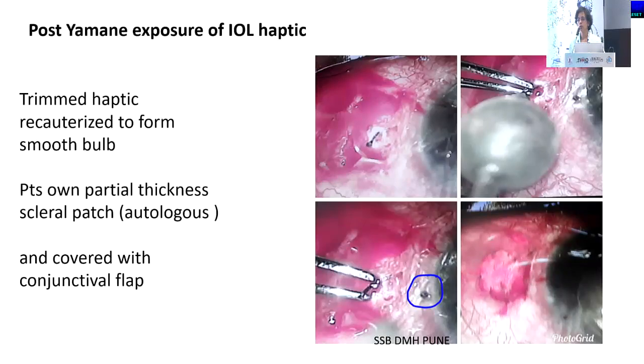While using the cautery on the haptic of the IOL, I touched the haptic, and so there was a very irregular and sharp tip which eventually eroded through the conjunctiva. I trimmed the tip and made the bulb again, but in spite of that, it eroded through the conjunctiva. Here, I had to put a small scleral patch graft of the same patient.